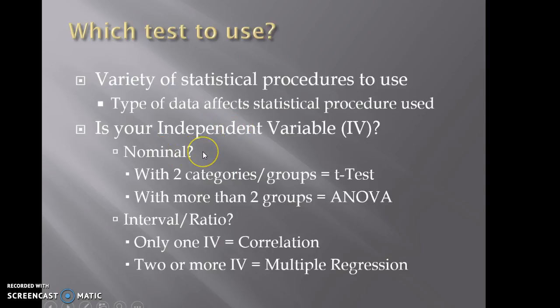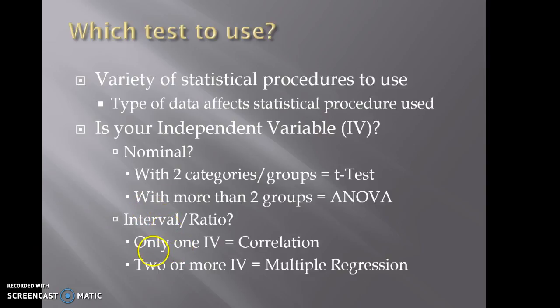For instance, is it gender? Gender only has two categories, male or female. Race has more than two categories. Hair color has more than two categories. Socioeconomic status has more than two categories. Income level has more than two categories. If you put those income levels into groups, so if you group 0 to 20,000, 21 to 50,000, 51 to 75, and so on, those are categories. That's the first thing you need to decide.